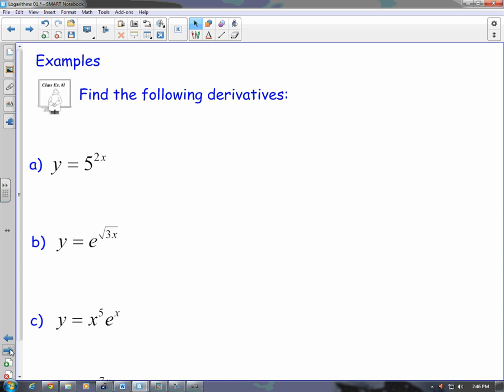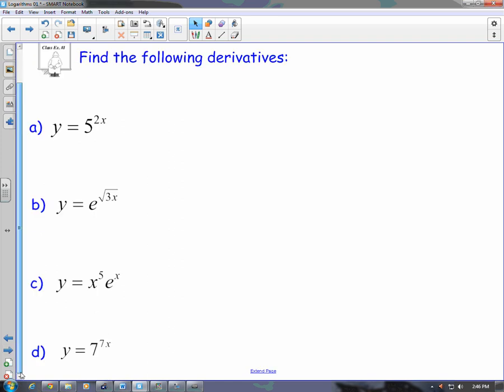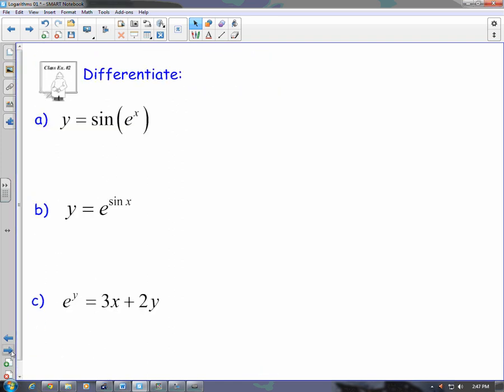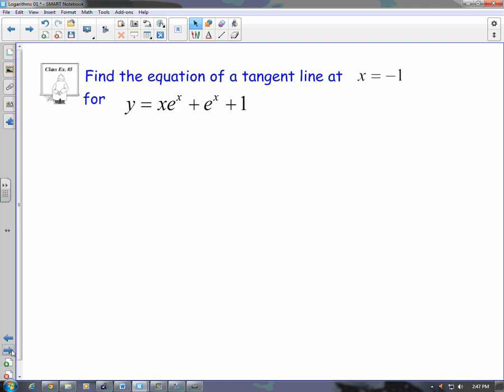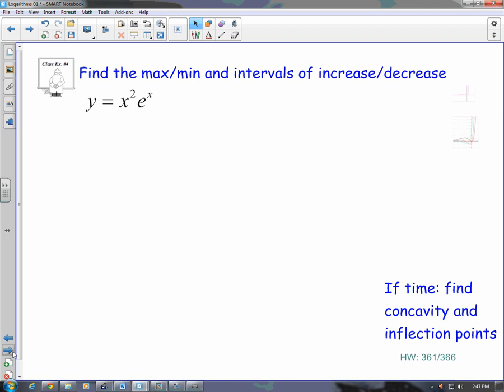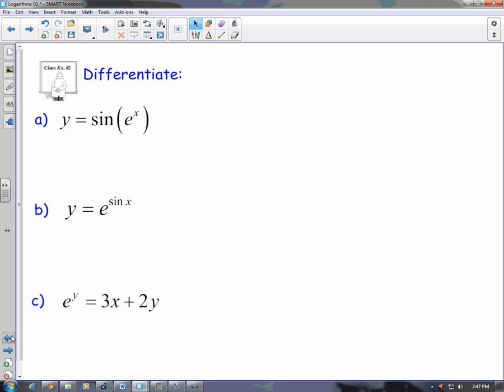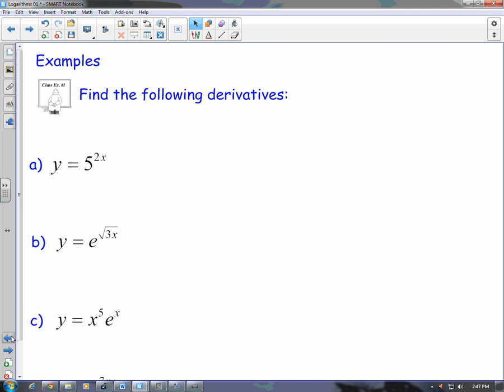Basically all we're going to do is look at a couple of examples of these exponential functions. We've got 4 there, and then a few more there, and then one of our favorites, find the equation of a tangent line, and then find max and min, if time permits, though I don't think we'll have time. But now that we can derive this type of function, exponential function, we can do everything that we've done up to this point in the whole course: finding intervals of increase and decrease, finding concavity, all that stuff.